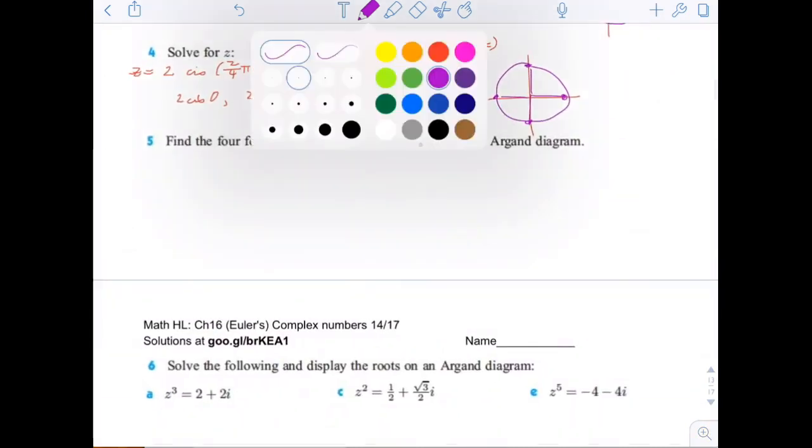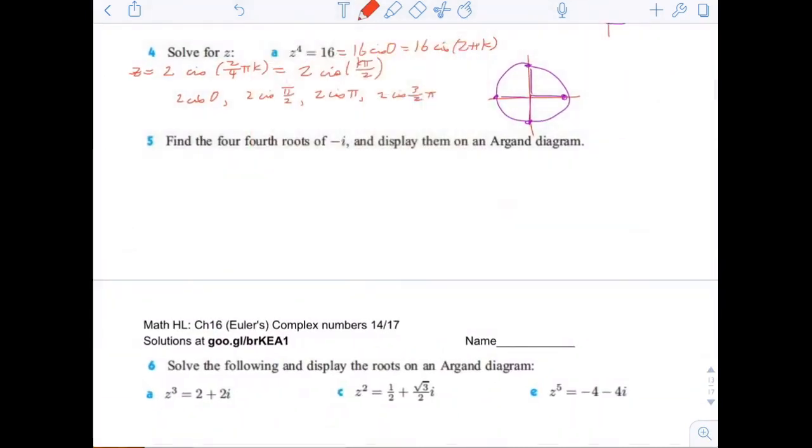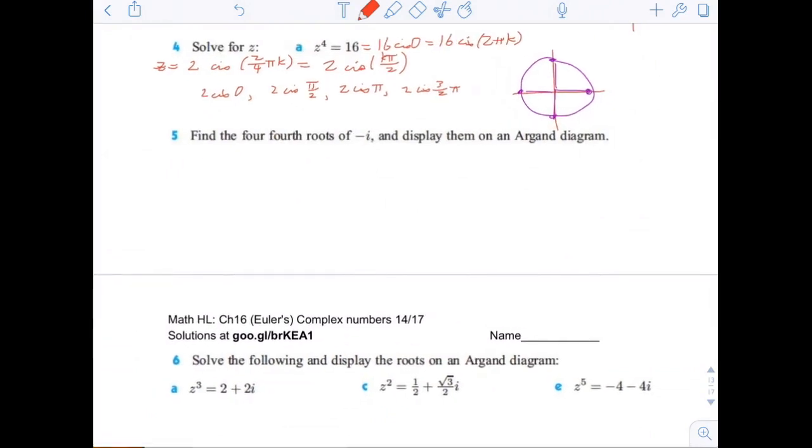5. Find the 4th roots of -i and display them on the Argand diagram. Okay, so this is not a real root. Z to the 4th equals -i. -i can be written as 1 cis -pi over 2, or we could say 3/2 pi, but I'm going to put -pi over 2, plus 2 pi k.